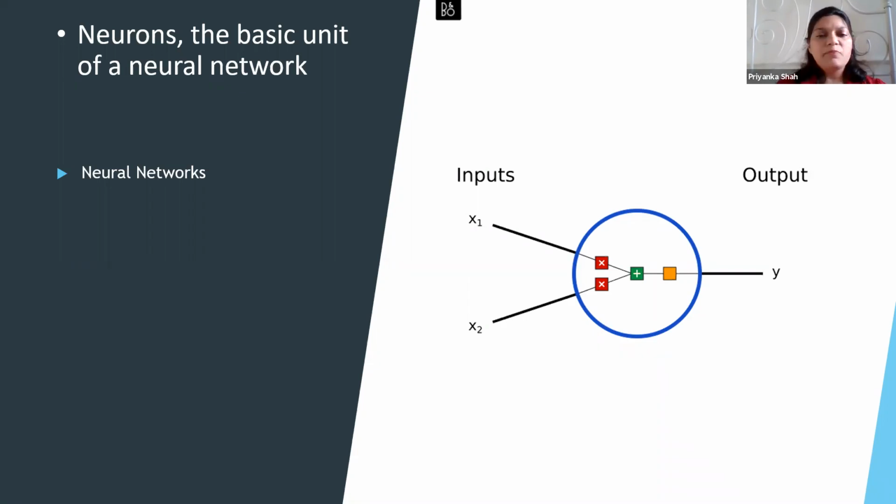Basically, what the diagram represents is you have inputs, then you have some kind of operations on those inputs, and you have an output. Now don't get overwhelmed by the fancy symbols, like what the crosses are doing and what the additions are doing and stuff like that.